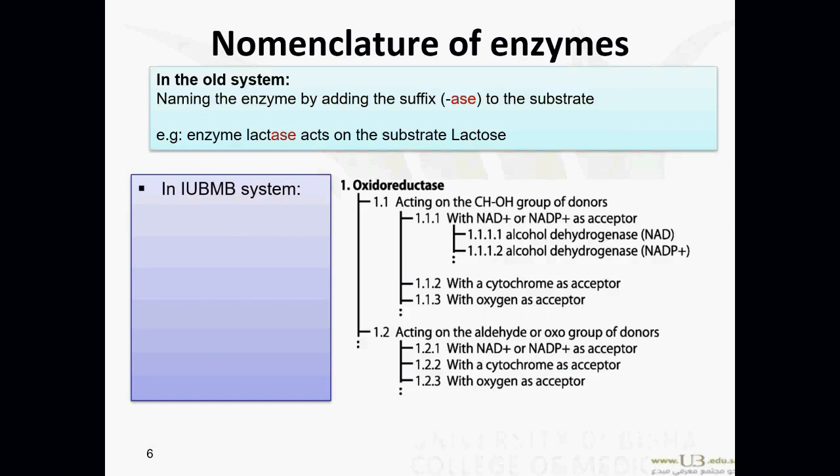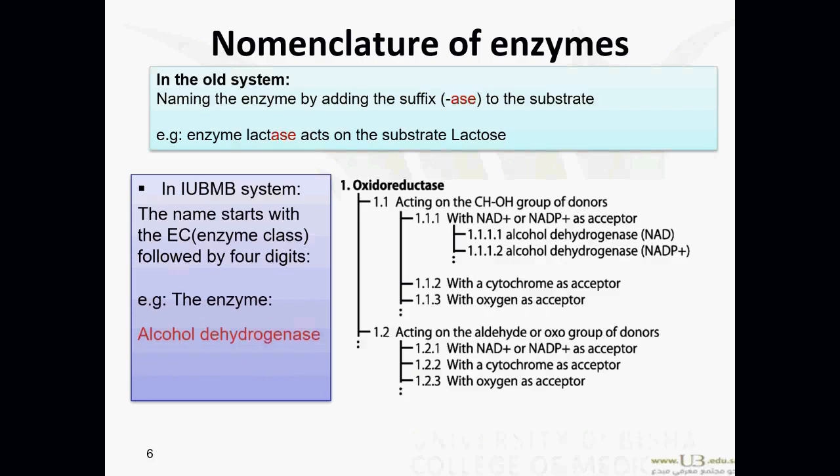But the International Union of Biochemistry has specified a more systematic classification of enzymes, and as we mentioned, into 6 groups. And this is an example of the first group and how it will be more specific to identify the enzymes at the different levels. So the International Union of Biochemistry and Molecular Biology initiated this type of naming by giving the EC, which stands for enzyme class or enzyme code, followed by 4 digits.